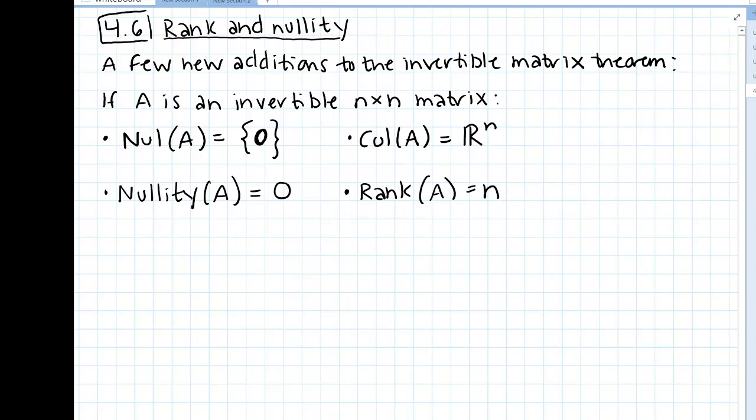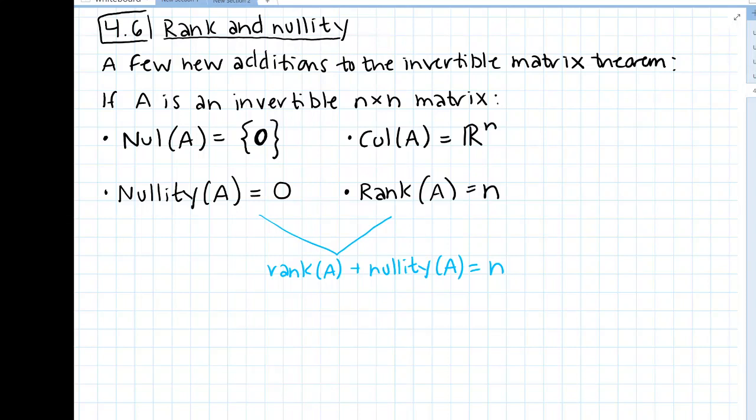So one thing you might notice is that we have this rank nullity theorem, which says that the rank and the nullity have to add up to the number of columns. And in this case, that works, right? So the rank of A plus the nullity of A is supposed to equal n, and it does in this case, because you would have n plus 0 is equal to n. So it's kind of a special example of the rank nullity theorem.